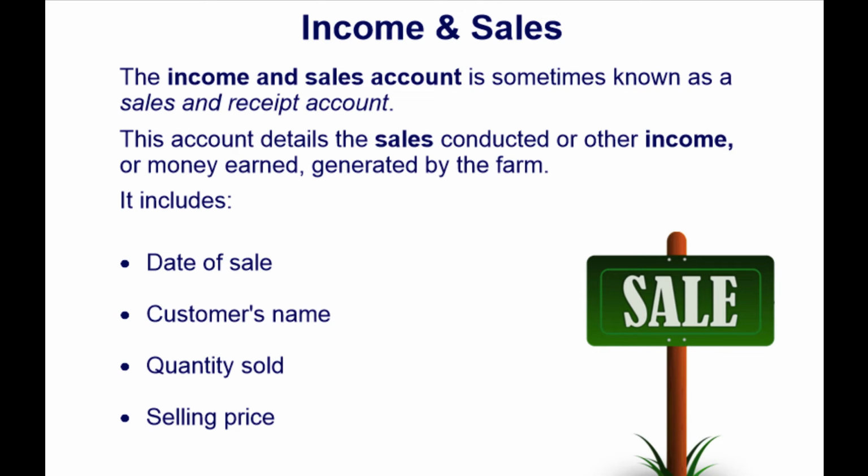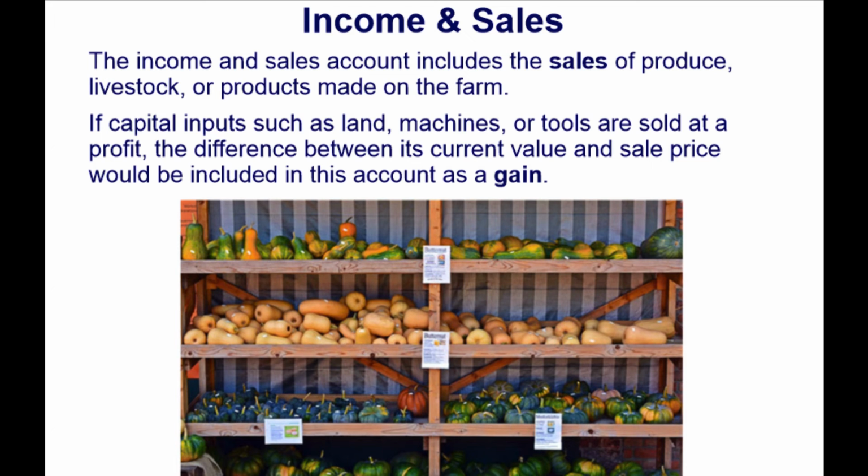Income and sales. The income and sales account is sometimes known as a sales and receipt account. This account details the sales conducted or other income or other money earned generated by the farm. It includes date of sale, customer's name, quantity sold, and selling price. The income and sales account includes the sales of produce, livestock, or products made on the farm. If capital inputs such as land, machines, or tools are sold at a profit, the difference between its current value and the sale price would be included in this account as a gain.